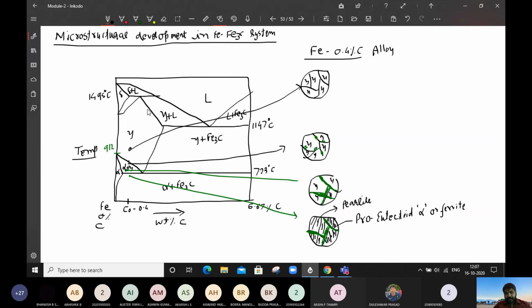Okay, so this is how we have taken the example of an alloy that is having 0.4% carbon, and then we have heated it to a single phase region, and then we have cooled it, and then we have seen how the microstructure development takes place.